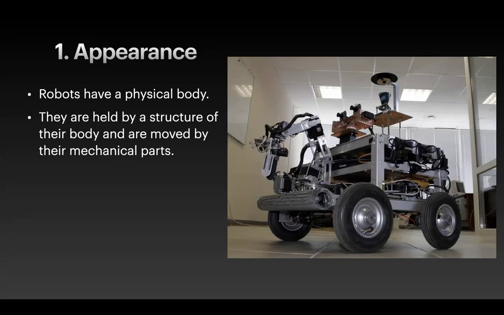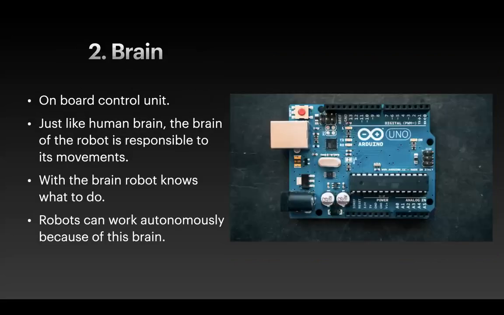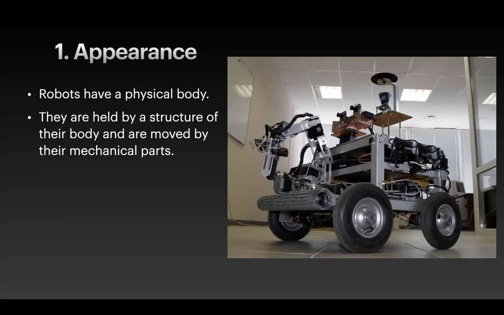travel or go, I mean, it'll rotate these wheels and move forward, backward, sideways, right? And the other part of the appearance is that they are held by a structure of their body and moved by their mechanical parts, right? So the robot appearance is not just for the looks, but for the functionality as well. So these 4 wheels of this robot are not for the looks only. They are for the function of the robot as well.